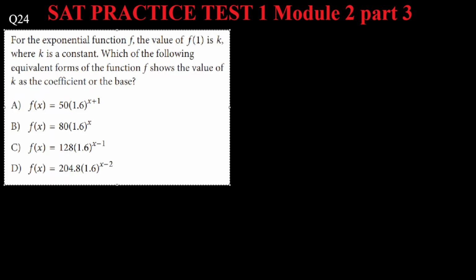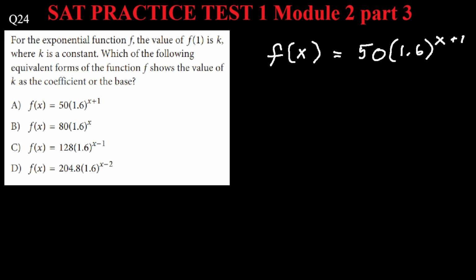For the exponential function f, the value f of 1 is k, where k is a constant. Which of the following equivalent forms of the function f shows the value of k as the coefficient or the base? So first we need to find f of 1. So first we list the equation in A. Then we substitute for f of 1. And then we have 50 times 1.6 squared gives us 128.